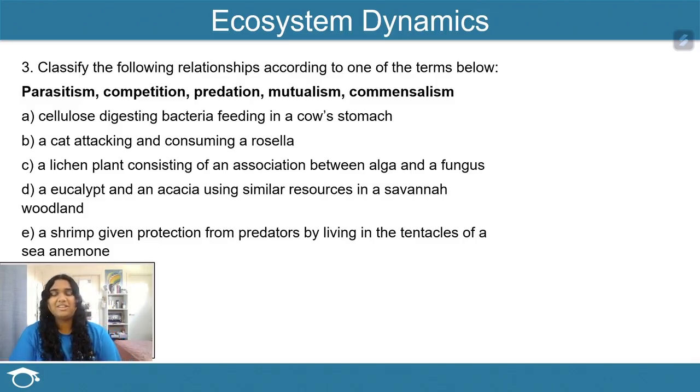Just before we go through the answer, I do want to run by each of these different species interactions. So parasitism is a type of symbiotic relationship where one of the species is benefiting and the other one is getting harmed. The benefited species is often called the parasite, hence parasitism, and the harmed species is usually called the host because the parasite attacks the host and uses the host's functions for their own well-being and benefit.